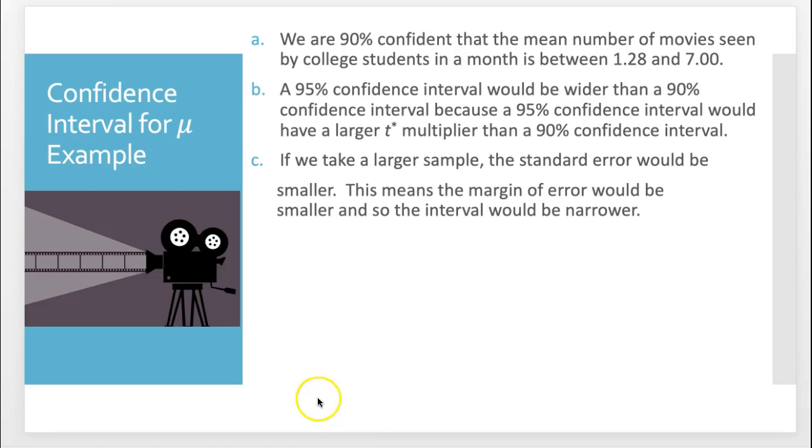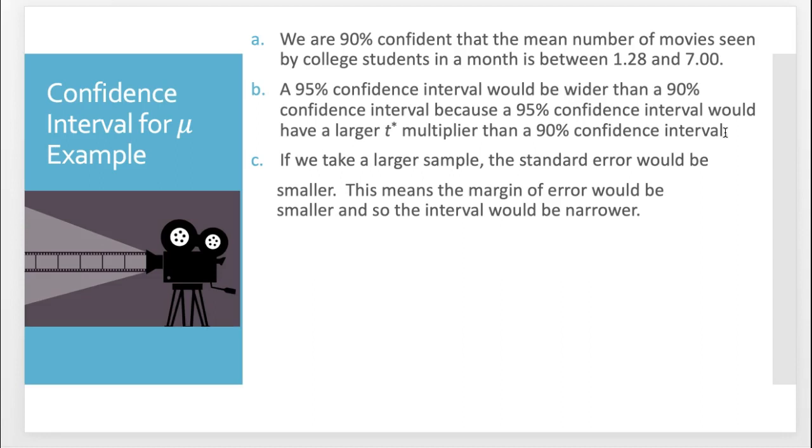So now, here it says a 95% confidence interval would be wider than a 90% confidence interval because a 95% confidence interval will have a larger multiplier. And if you think about it, we're increasing our confidence, so we need to back ourselves up by making the interval bigger. Because if I'm going to increase my confidence, I've got to make the interval bigger.